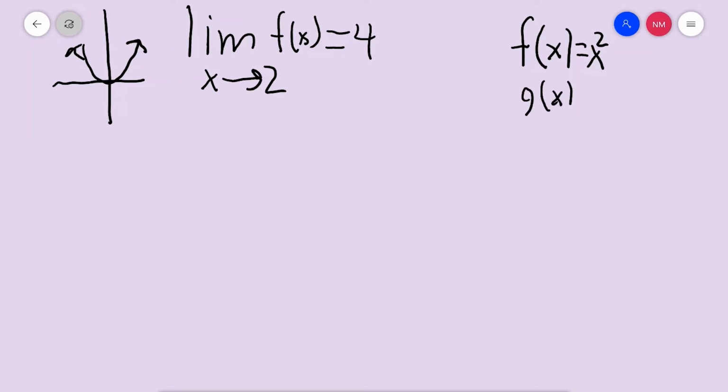Now let's set g of x, a different function, equal to 3x minus 2. And I'll try to draw it here. If I wanted to find the limit of g of x as x approaches 2, since it's a continuous function, I could just plug it in again and it would be 4.